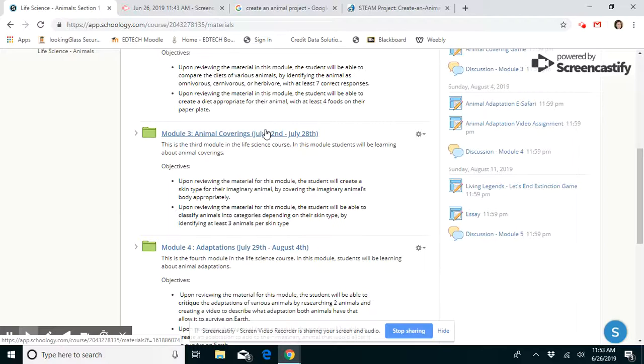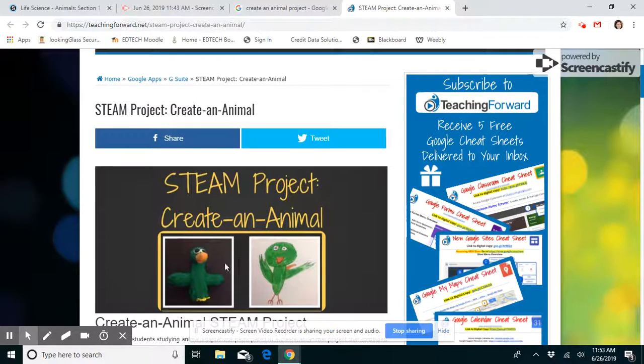So your project this week is to find a base for your animal body. Some students like to use clay, some students will use water bottles, you can use a cereal box, you can use cardboard and tape to make your animal body. I want you to create your animal body using anything you find around the house.